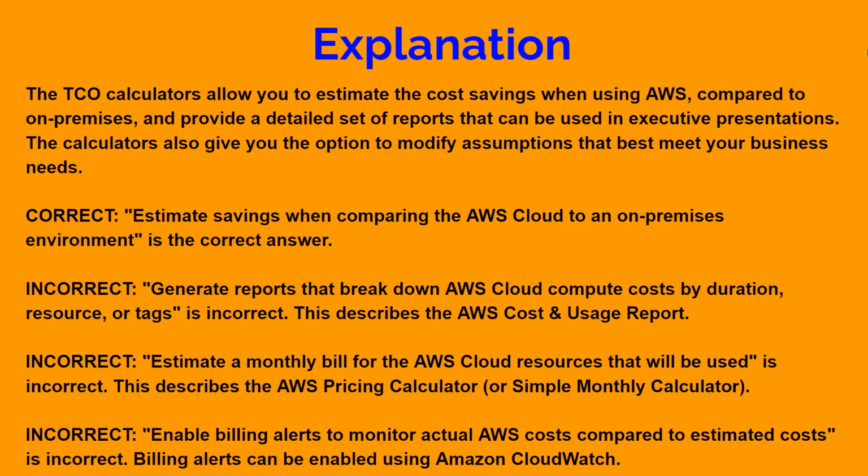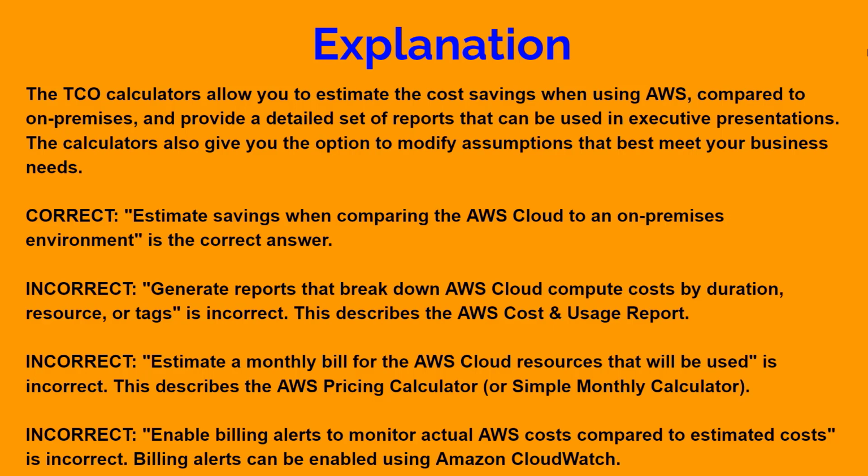Explanation. The TCO calculators allow you to estimate the cost savings when using AWS, compared to on-premises, and provide a detailed set of reports that can be used in executive presentations. The calculators also give you the option to modify assumptions that best meet your business needs. Correct. Estimate savings when comparing the AWS cloud to an on-premises environment is the correct answer.